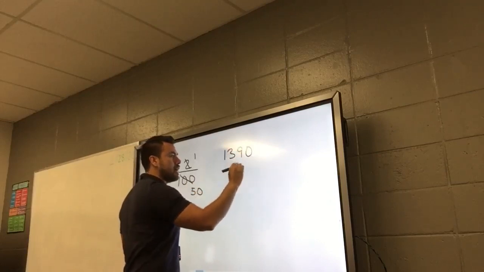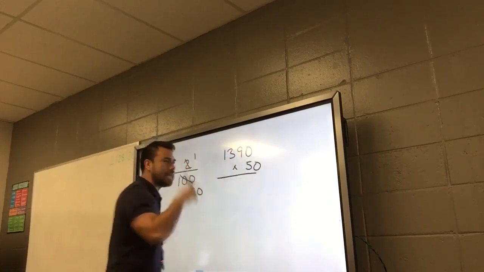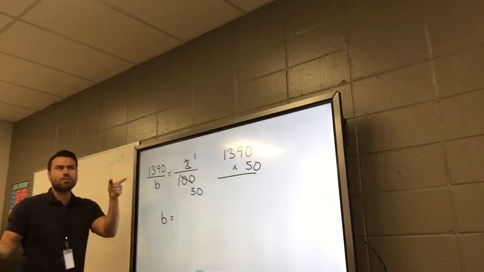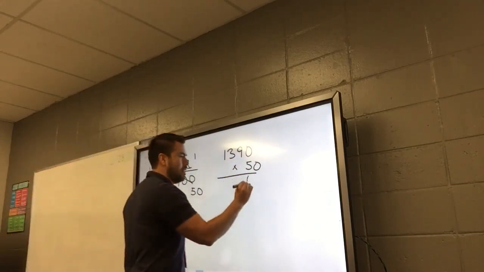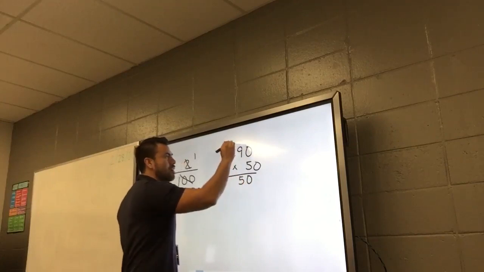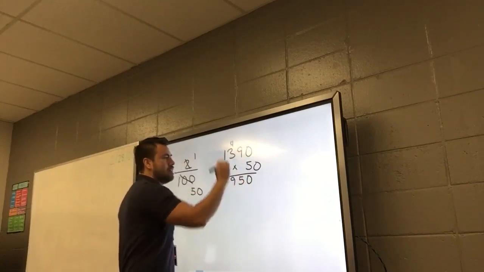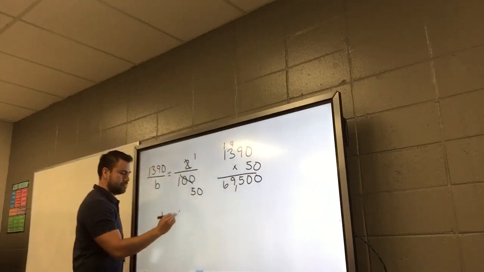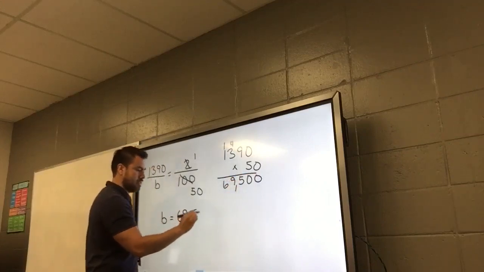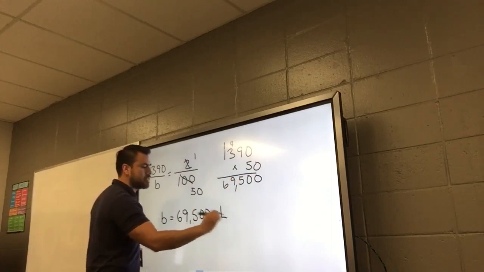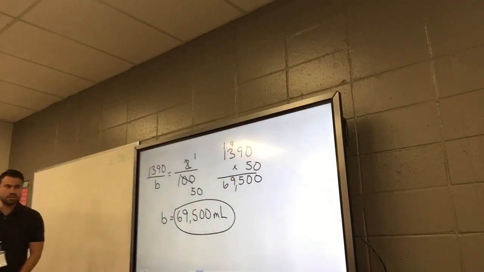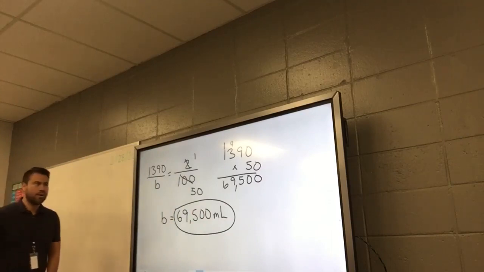1390 times 50. On this same problem with the other method, I divided, and this one I'm multiplying. So how is that going to work out? All right, let's just do this math. Whoa, boom! And don't forget your units, guys, when they're asking you for certain amounts. 69,500 milliliters.